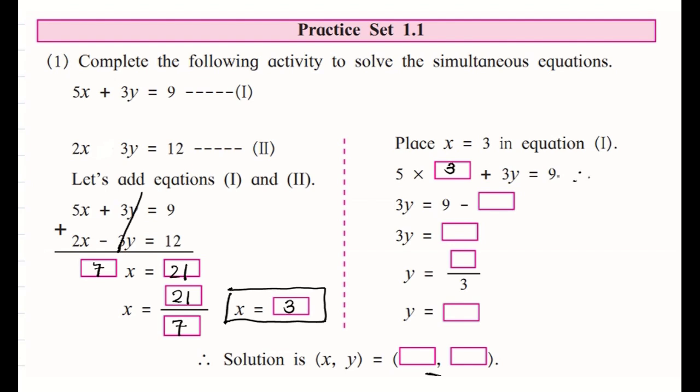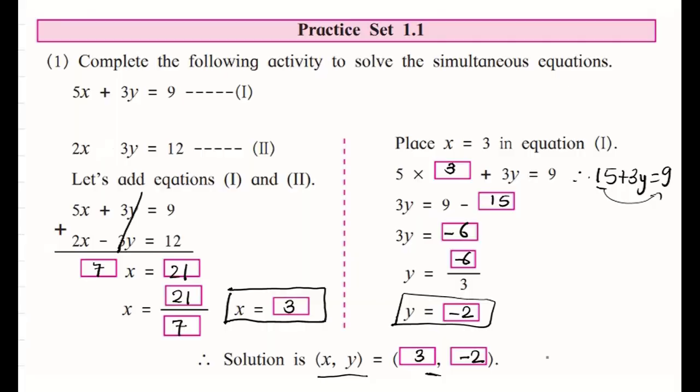Next step, 5 times 3 is 15 plus 3y equals 9. Okay. So the next step is written over here, 3y. And this 15 will get shifted to the other side. 9 minus 15, we are left with minus 6. This minus 6 will come down and this 3 will get shifted to the other side. On dividing minus 6 by 3, we are left with minus 2. In this way, we are getting our solution as x comma y, which equals 3 comma minus 2.